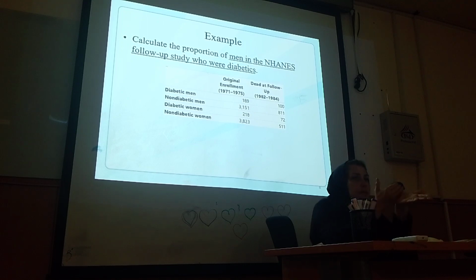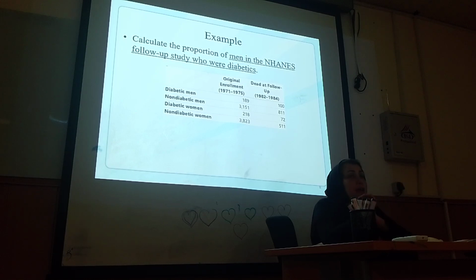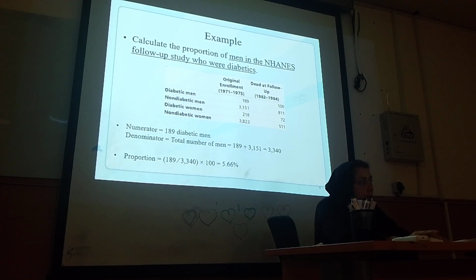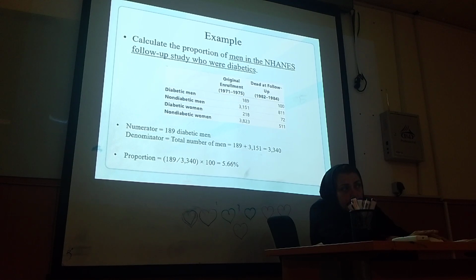Not the final answer, so please step by step. 189 divided by the total number of men, which is 189 plus 3151. How many men do we have? 3340. These are men. If we add these two numbers, it is the total number of men in our question. Who are diabetics? Only 189.